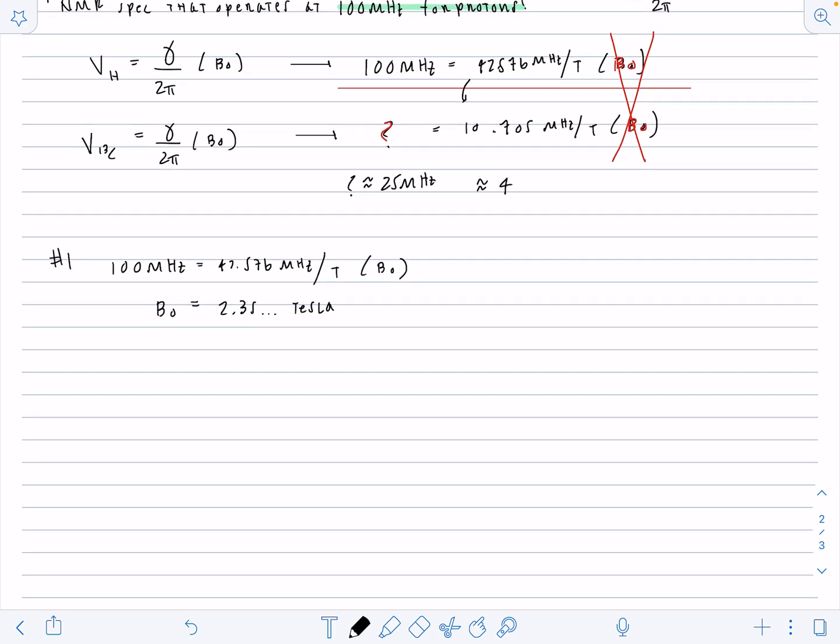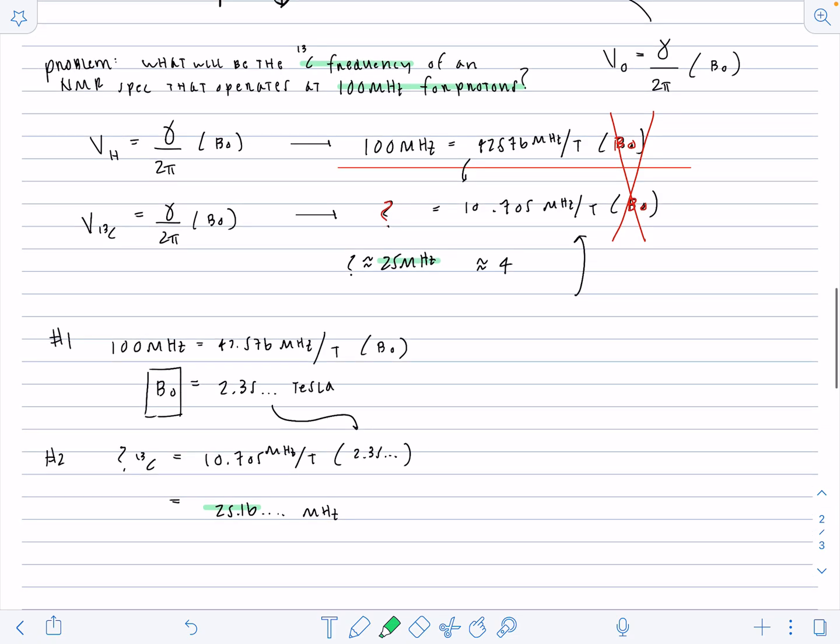And now that we know what one of the unknowns is in our carbon-13 equation, we can do our second problem, where we don't know the frequency of carbon-13, but we do know that its magnetogyric ratio is 10.705 megahertz per Tesla, and that the strength of the magnetic field is 2.35 and some change. And then we do some multiplying, and we get 25.16 and some change megahertz. And that's pretty close to 25. Sig figs, whatever.